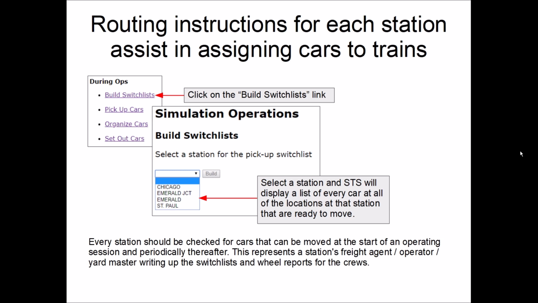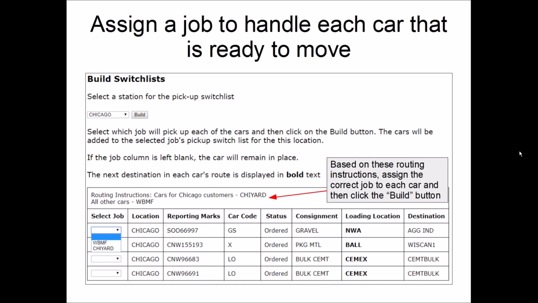one for each train coming through or originating there, telling that crew which cars they're supposed to pick up from where. As we saw in the setup portion, the job instructions tell the crews where to set out cars. The routing instructions at each station tell the crews which cars to pick up at each of those stations. So once we pick the station, STS will show us all the cars at that site that are ready to move. And then we go down the list of cars and assign each one of those cars to a job.